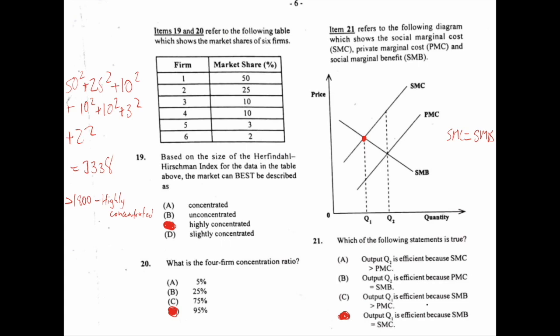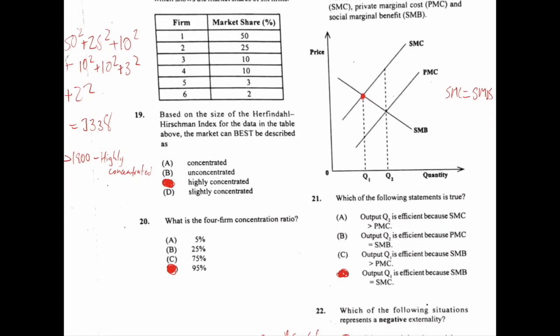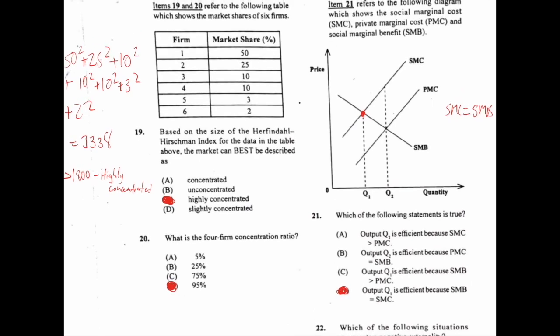So C asks what's the four-firm concentration ratio. So the four firms would be the four strongest firms in the market. So that would be firm 1, firm 2, firm 3, and 4. So they have the greatest amount of shares. So it would be 50 plus 25 plus 10 plus 10. That would give you 95, which is D.